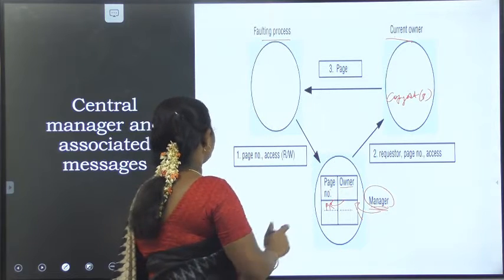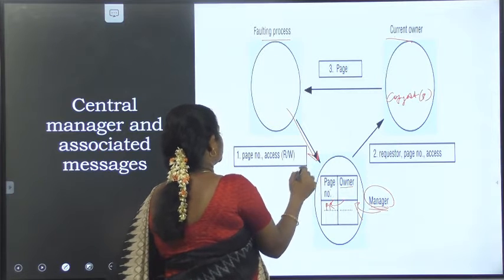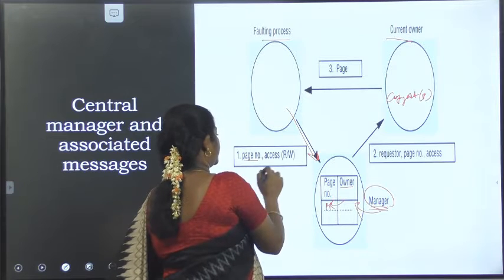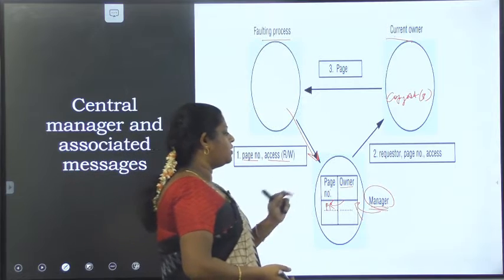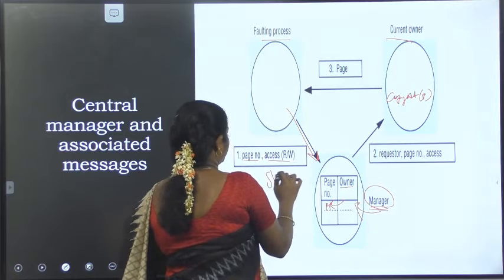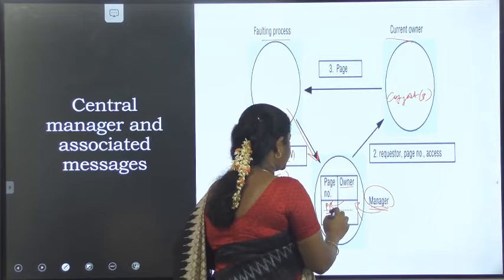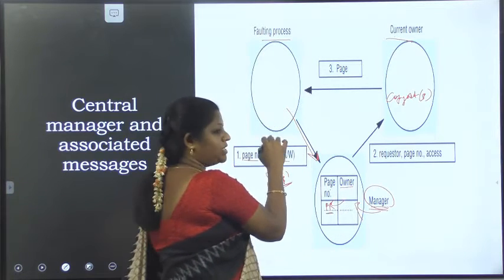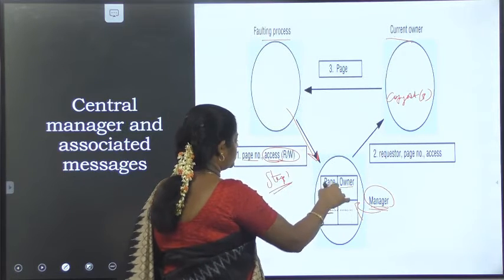First, the faulting process requests the particular page for access. It tells the page number and what access it wants, read or write. That information is given to the manager first. This is step 1. The process could not know who the owner of the page is, so it asks the manager.